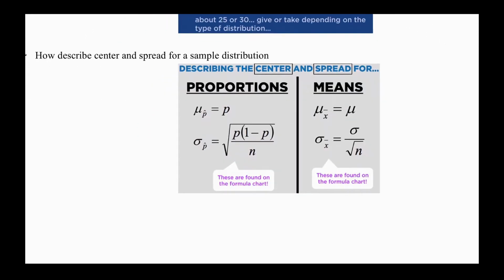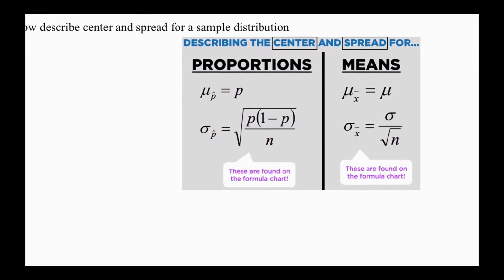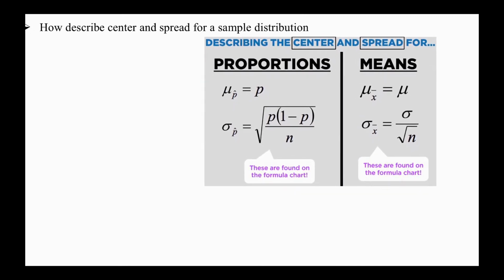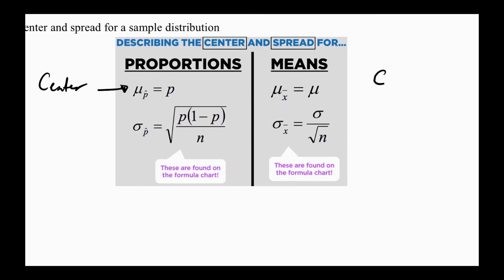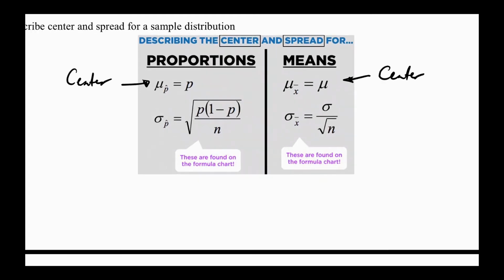They're going to ask us about center and spread. We kind of talked about this before, but this is how you answer. Center and spread. So center is the mean. All right? Means talk about center. So center. And then the bottom are spread.